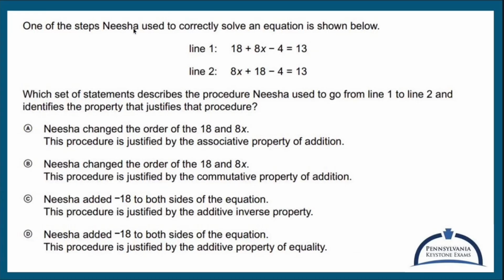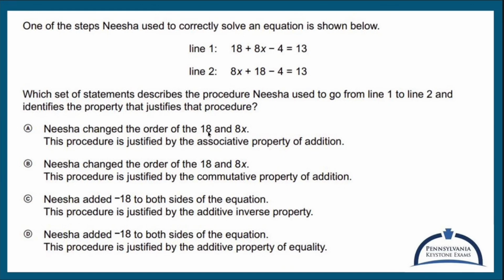One of these steps Nisha used to correctly solve an equation is shown below. So you have line 1, which is 18 plus 8x minus 4 equals 13, and all of a sudden she gets 8x plus 18 minus 4 equals 3. So really all she did was, oh, I'm going to have to combine like terms. Why don't I move things around? Okay, so she moved things around.